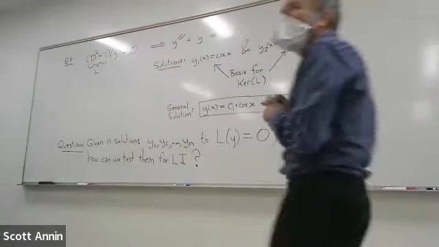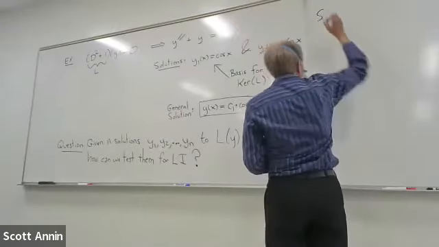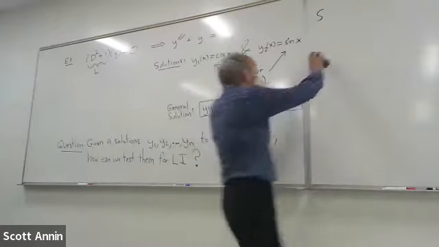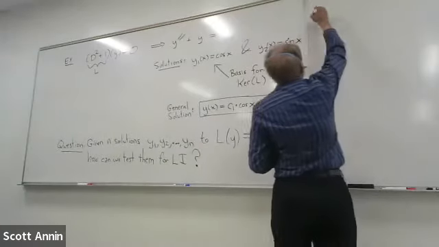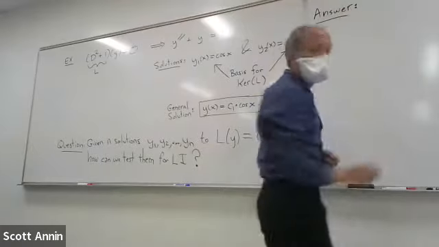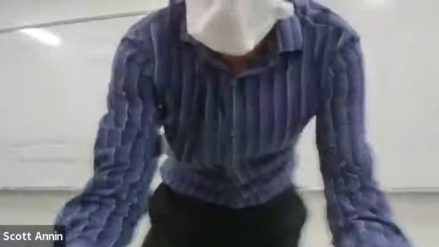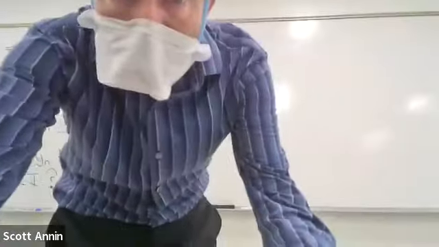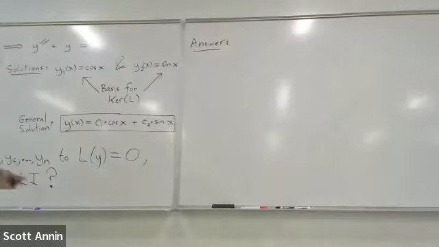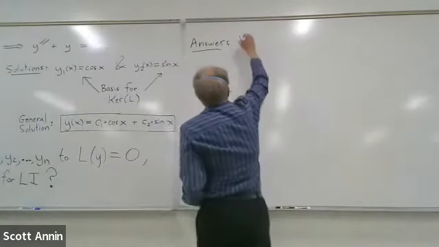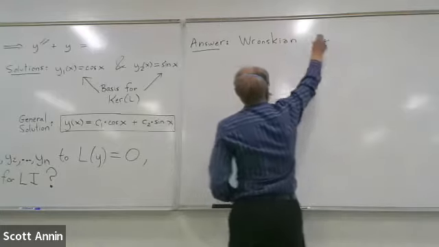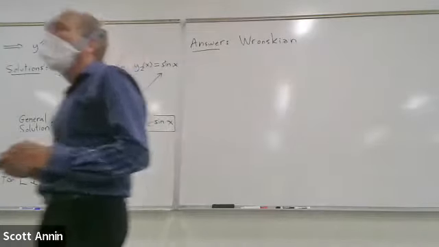We're going to have a different answer to this question. We're not going to do anything like what we have talked about before. We're going to find a new tool here, a new technique. And the answer to this question, how do we test for linear independence? We are going to use something with a fancy name. It's called the Wronskian.